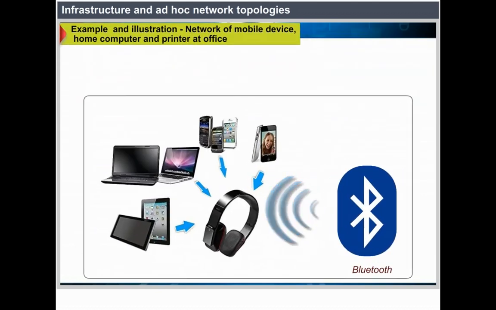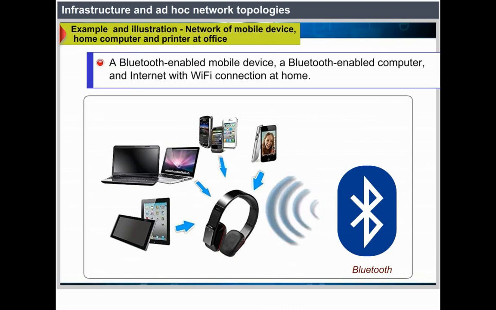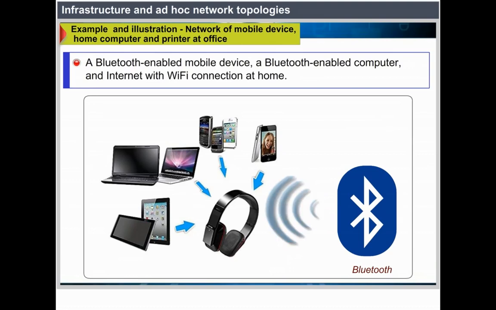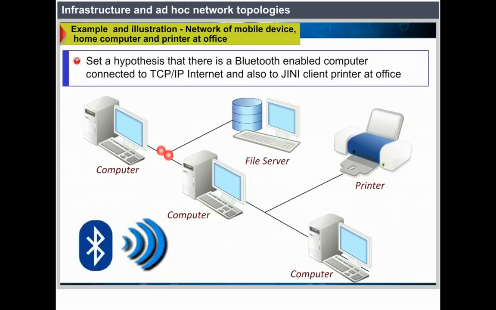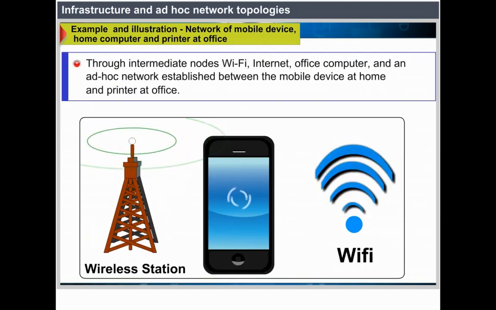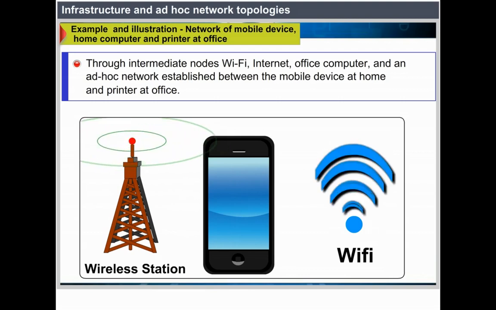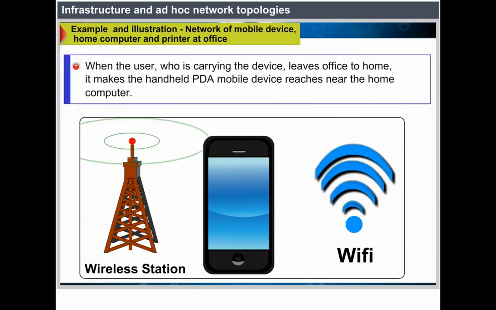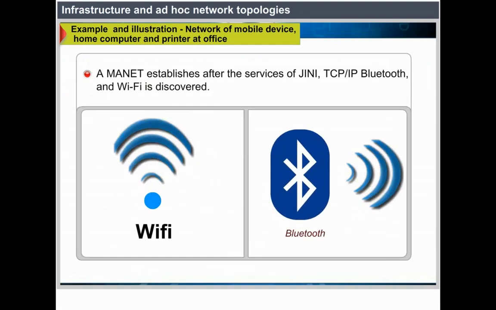Example, network of mobile device, home computer and printer at office. A Bluetooth-enabled mobile device, a Bluetooth-enabled computer and internet with Wi-Fi connection at home. Assume that there is a Bluetooth-enabled computer connected to TCP/IP internet and also to JINI client printer at office. Through intermediate nodes, Wi-Fi, internet and office computer, an ad hoc network is established between the mobile device at home and printer at office when the user carrying the device moves from office to home and handheld PDA mobile device reaches near the home computer. A MANET establishes after the services of JINI, TCP/IP, Bluetooth and Wi-Fi are discovered.